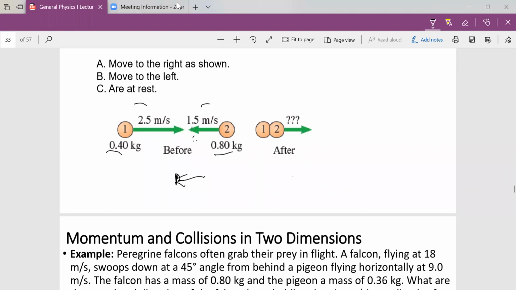You can see where the choice is to move to the right as shown, move to the left, or at rest, and then the diagram, like your PowerPoint slides we see. Okay. Thank you.